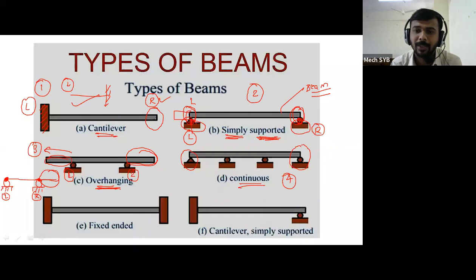So it will not come under the category of simply supported and it will also not come under the category of overhanging beam. Then what will be the definition of a continuous beam? What will be the definition of a continuous beam?